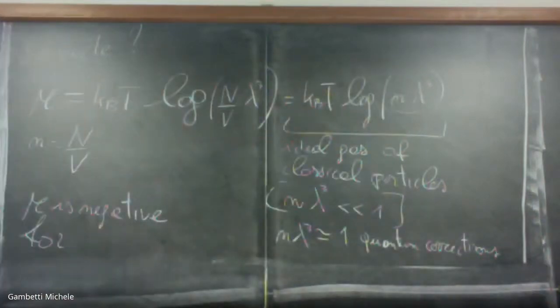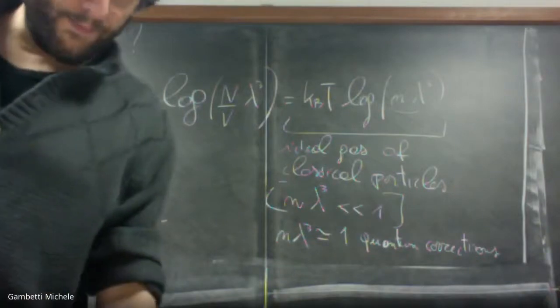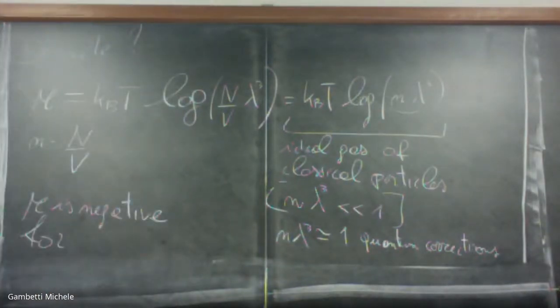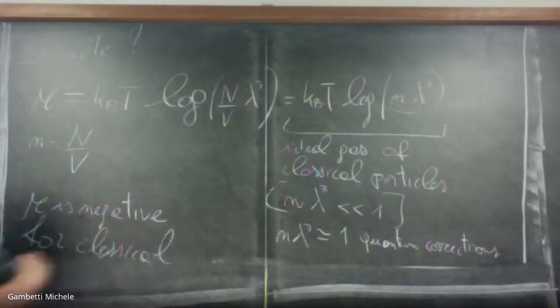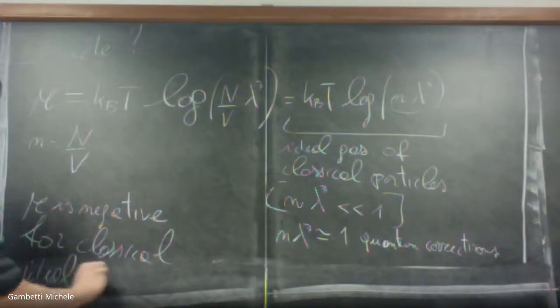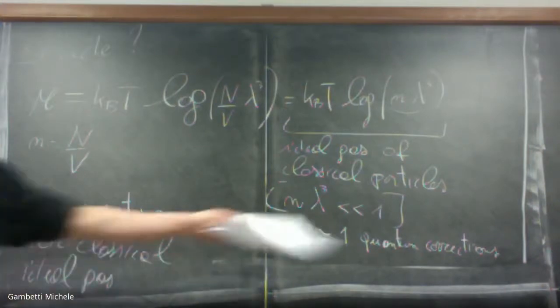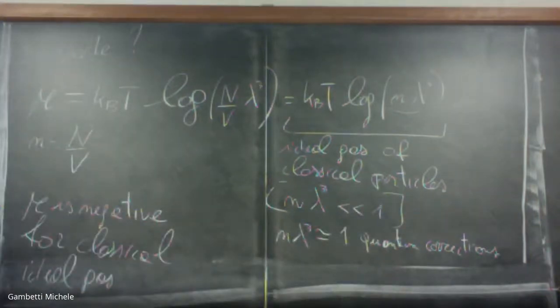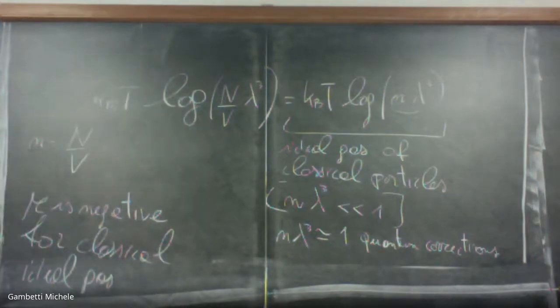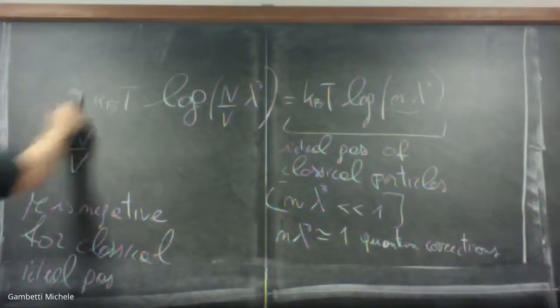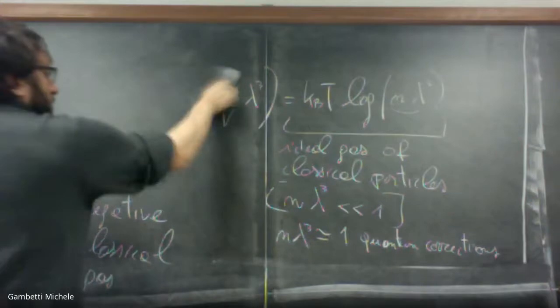Okay. So then I was saying that mu is negative for a classical and ideal gas because of this condition. Also remember that... What was I saying? Ah, yes.